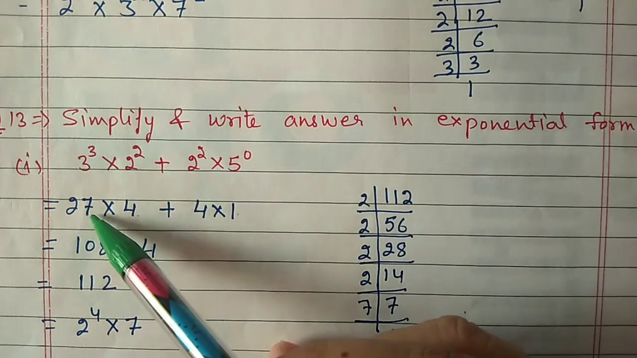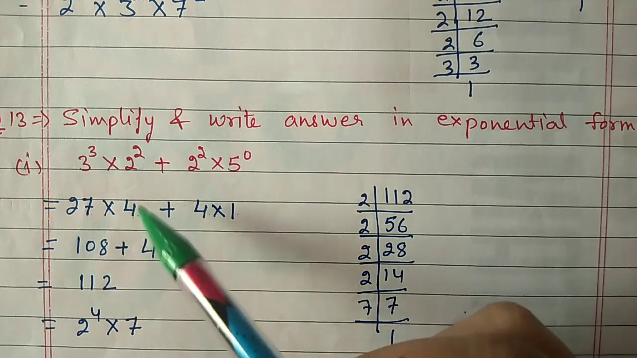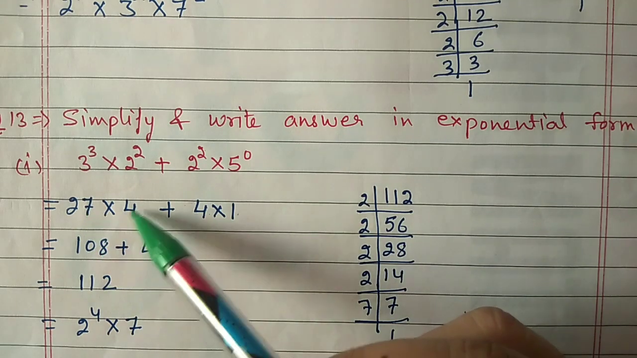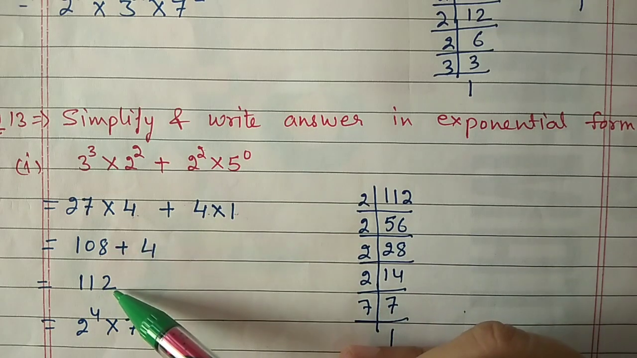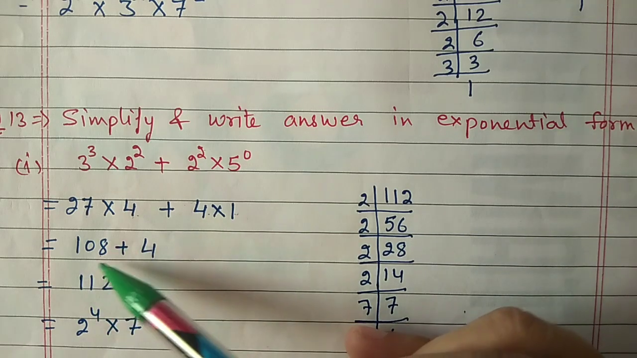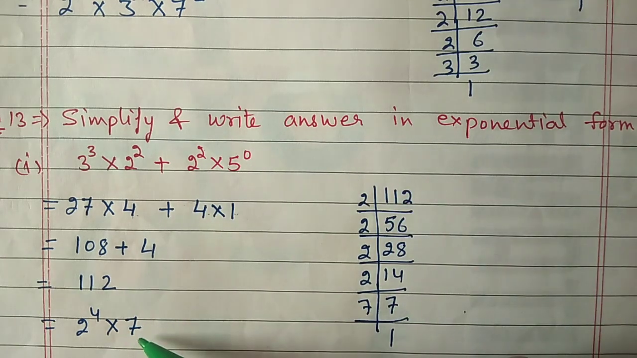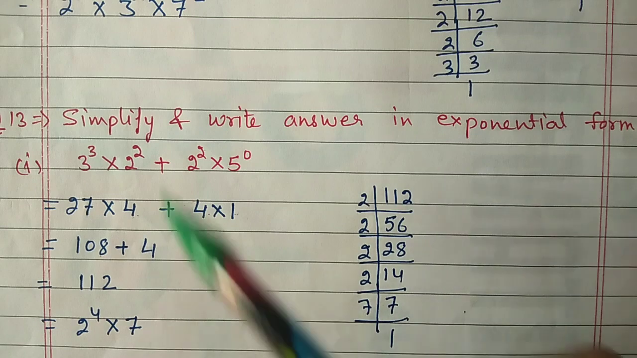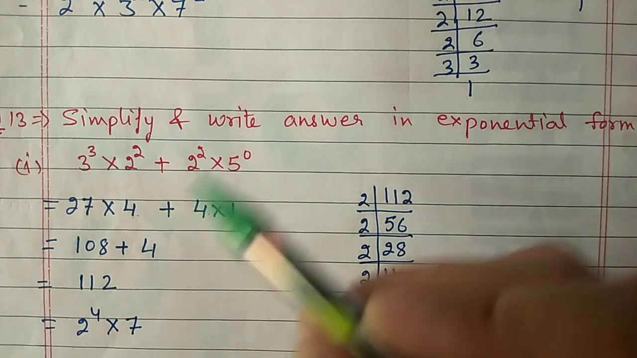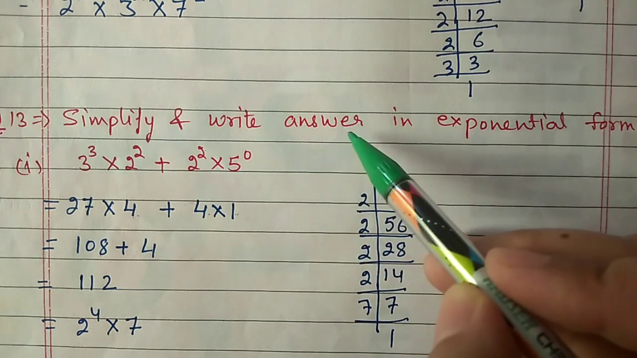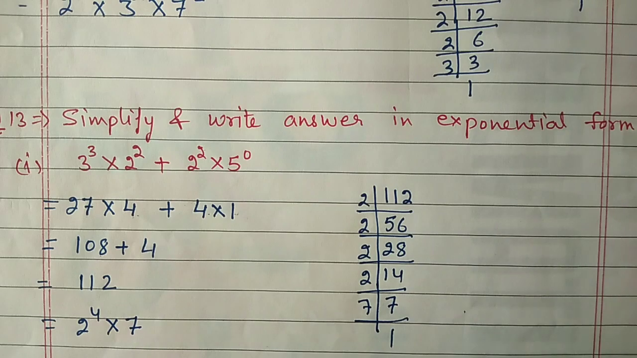Next, 27 into 4. We have to use the BODMAS rule here. So first do the multiplication. 27 into 4 is 108. 4 into 1 is 4. Then we can add, 112. Again, after getting this 112, do the factorization and write your answer in exponential form. If it is mentioned only simplify, then we can leave our answer here. But in this question it is mentioned write your answer in exponential form, so we have to change it into exponential form.